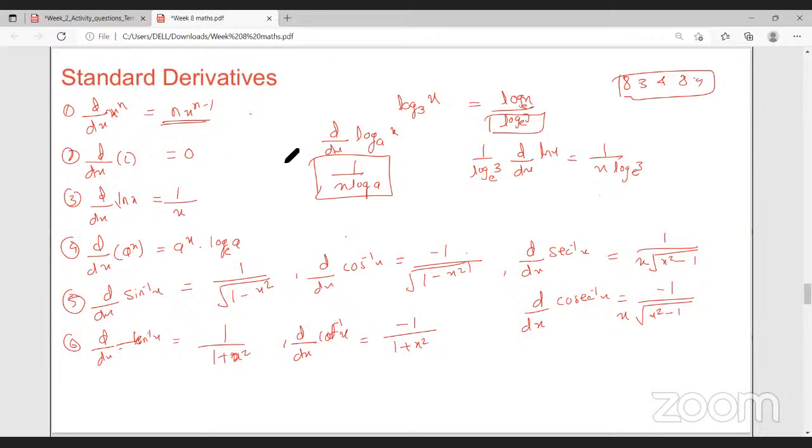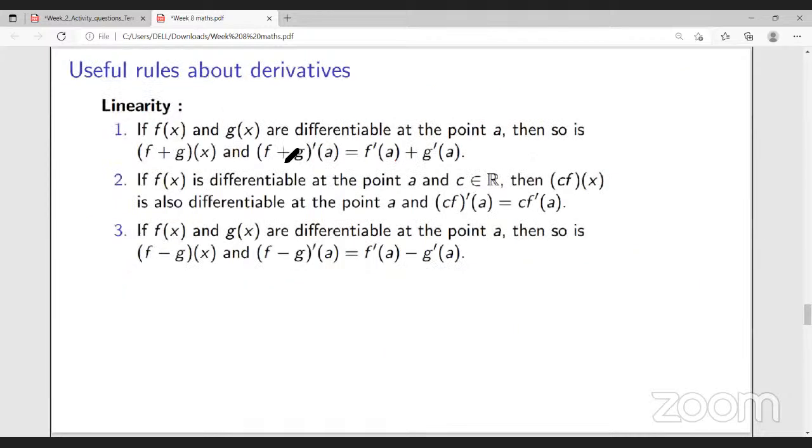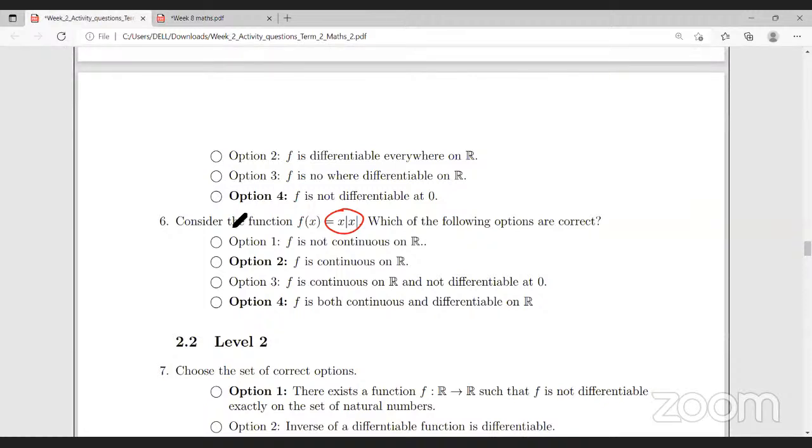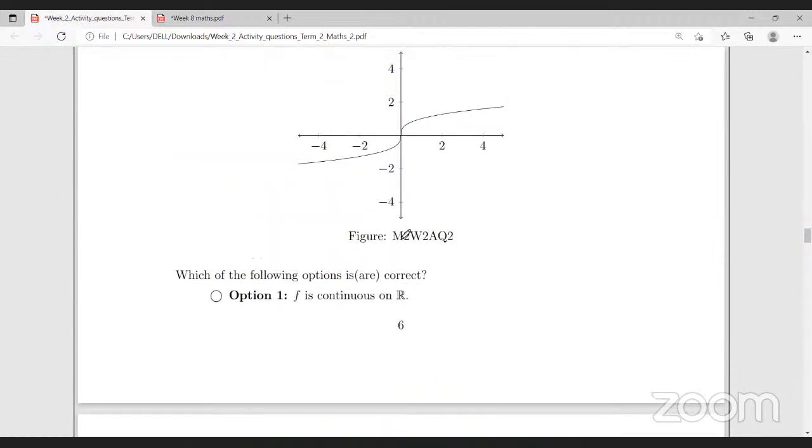Question number 5, option 4, please explain. Activity 8.3, na? I will discuss all the 8.2. At 8.2, question number 5, option 4: f is not differentiable at 0. Why? What is the function here?